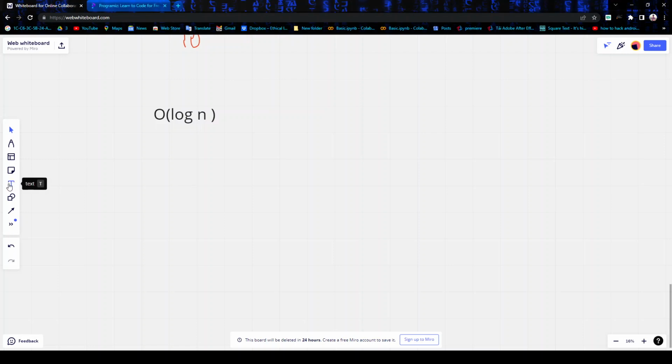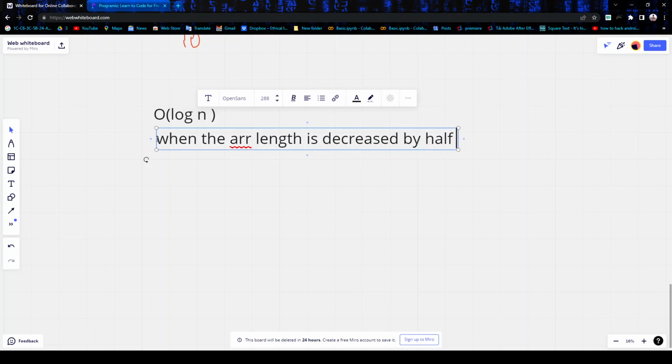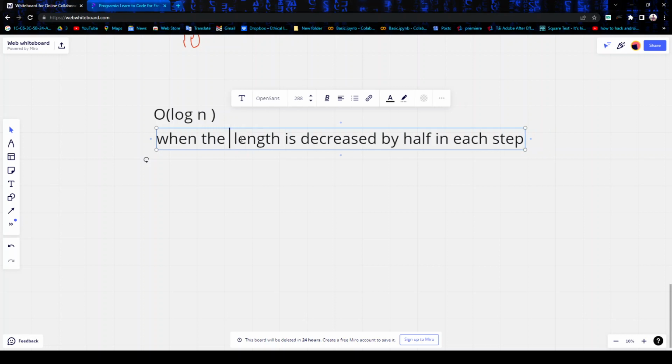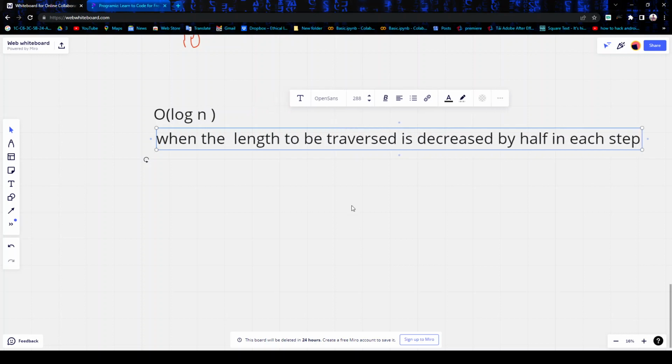This particular time complexity is achieved when the number of steps is decreased, or whenever the array length is decreased by half in each step, or that is when the length to be traversed is decreased by half in each step.